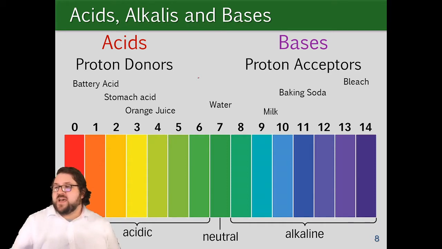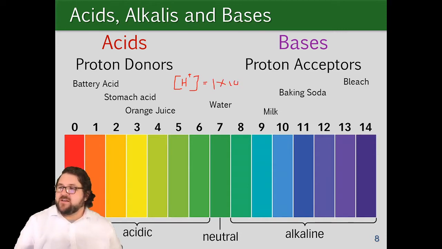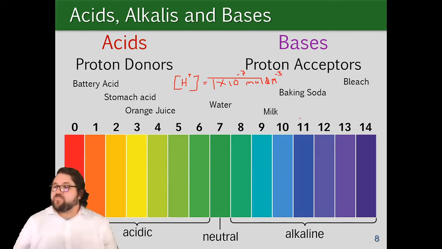So water has a concentration of H+ ions, and I'm just going to write this square bracket as a shortcut for concentration of. That in water is 1 times 10 to the minus 7 moles per decimeter cubed. I don't know why it does that. Again, we'll define those units even more as we go along. So 1 times 10 to the minus 7 moles per decimeter cubed there.